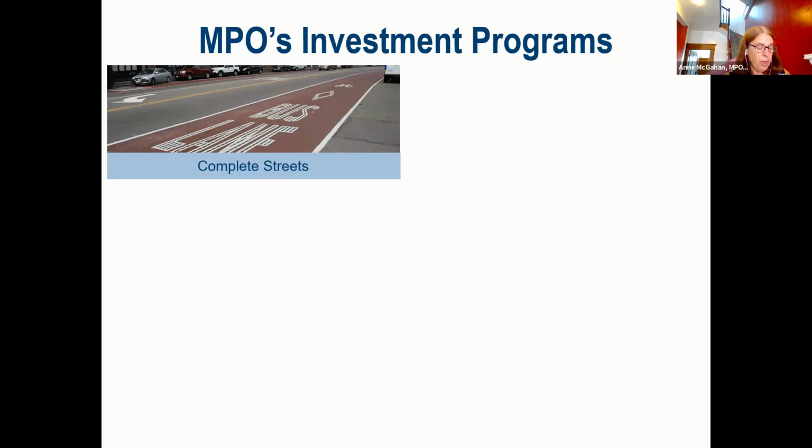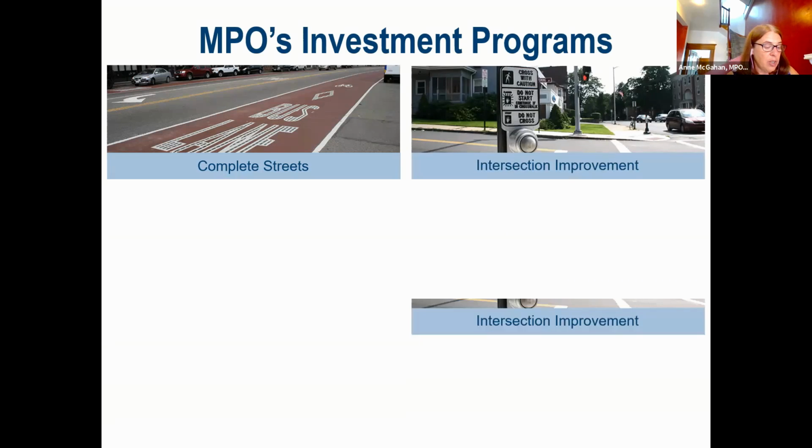The 6 programs are shown here on the slide. The Complete Streets program with a funding goal of 45% of our regional target funds. Intersection improvements with a 13% funding goal.